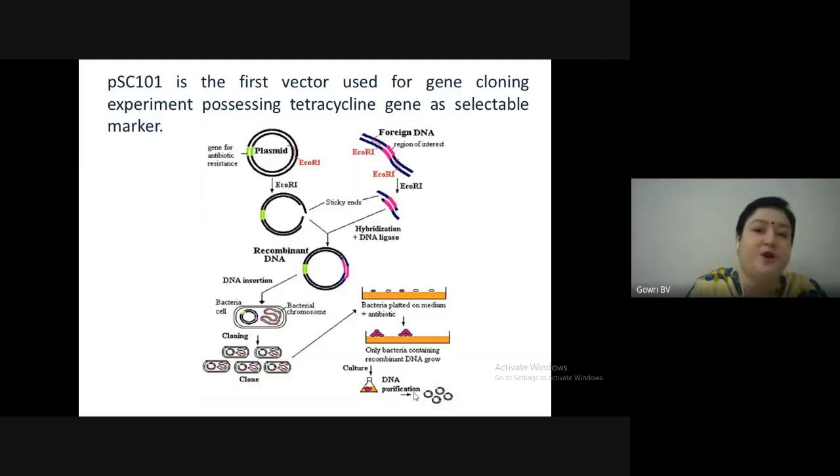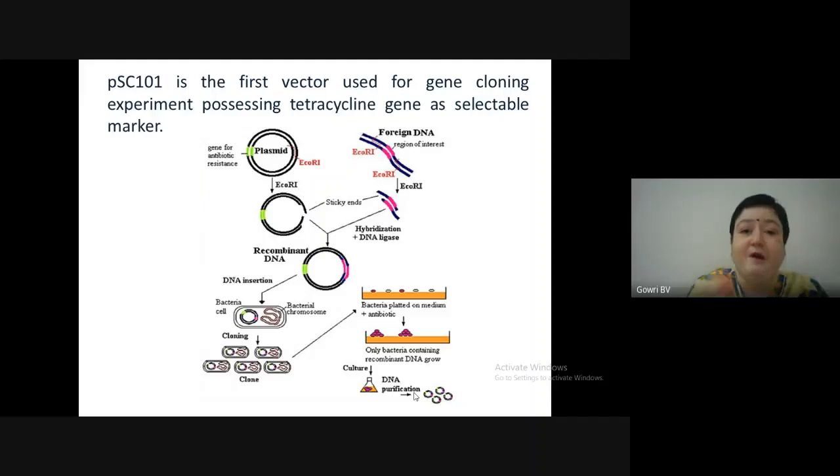I have already told you the restriction endonuclease that is used to clip the vector molecule is equivalently used to clip the foreign DNA fragment. You cannot change the restriction endonuclease to cut the foreign gene and the vector. You should use the same restriction endonuclease to nick the foreign gene as well as the vector molecule.